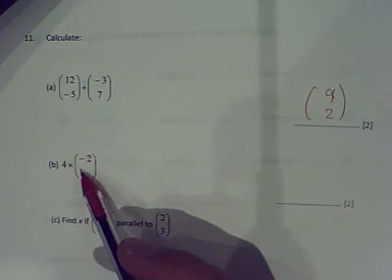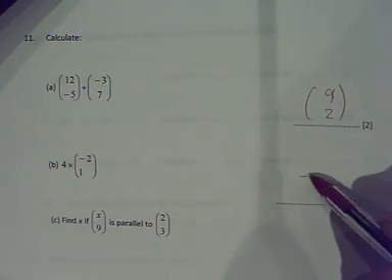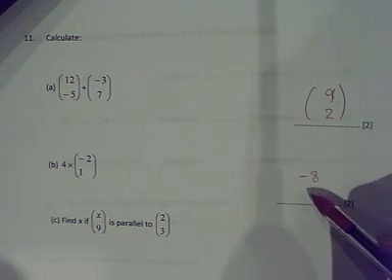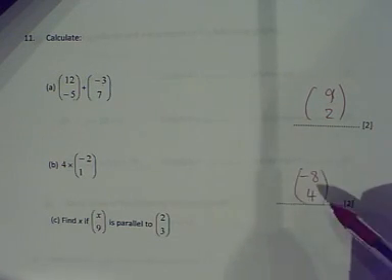Similarly, if you're doing 4 times 2 to the left and 1 up, 4 lots of 2 to the left makes 8 to the left, sorry, and 4 lots of 1 up makes 4 up.